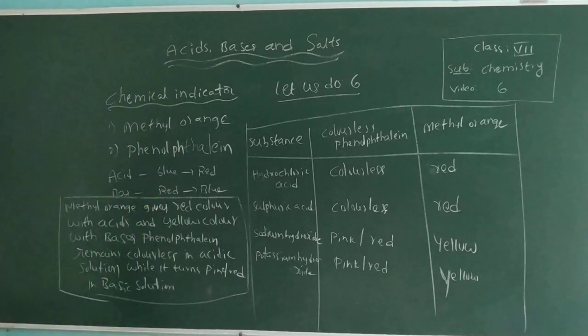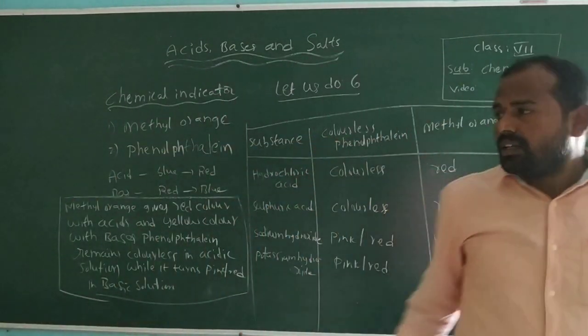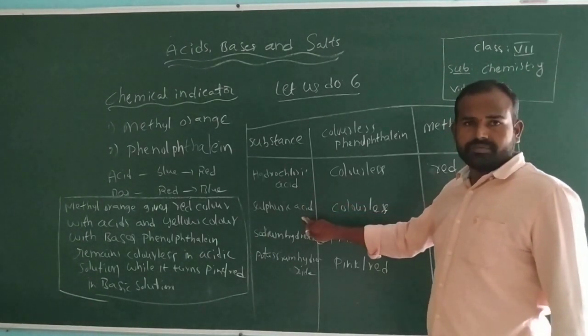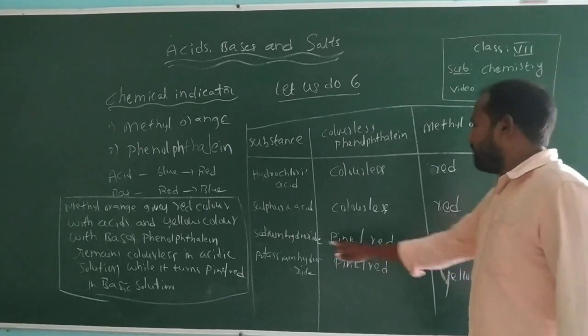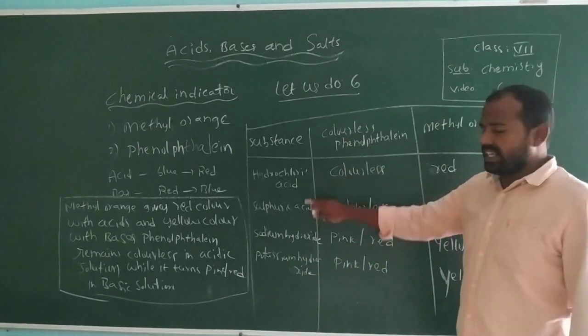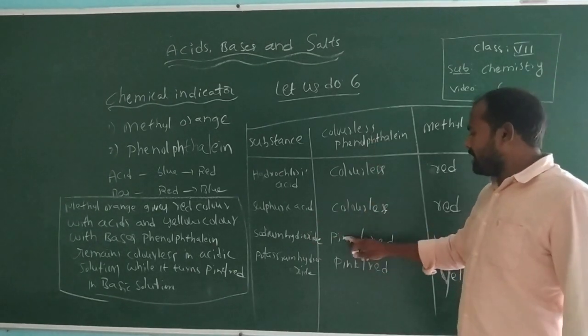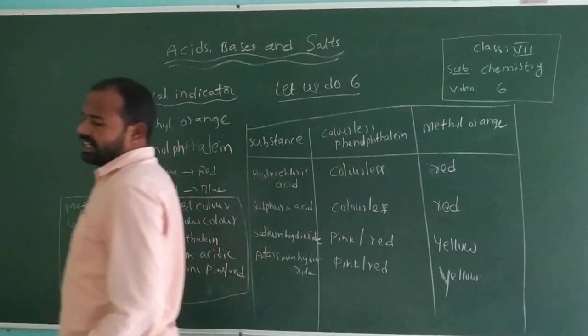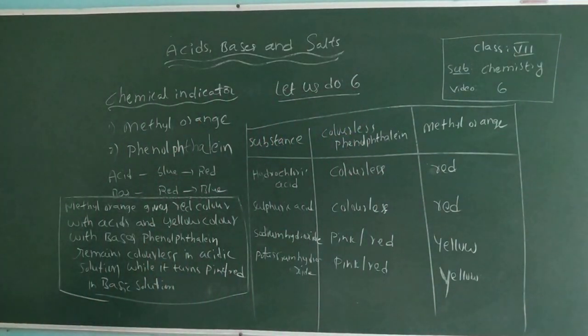From this table, what do we need to conclude here? Methyl orange gives red color with acids and yellow color with bases. Phenolphthalein remains colorless in acids, and phenolphthalein gives pink or red color with bases. So based on this data, you know in table 3 which are acids and which are bases.